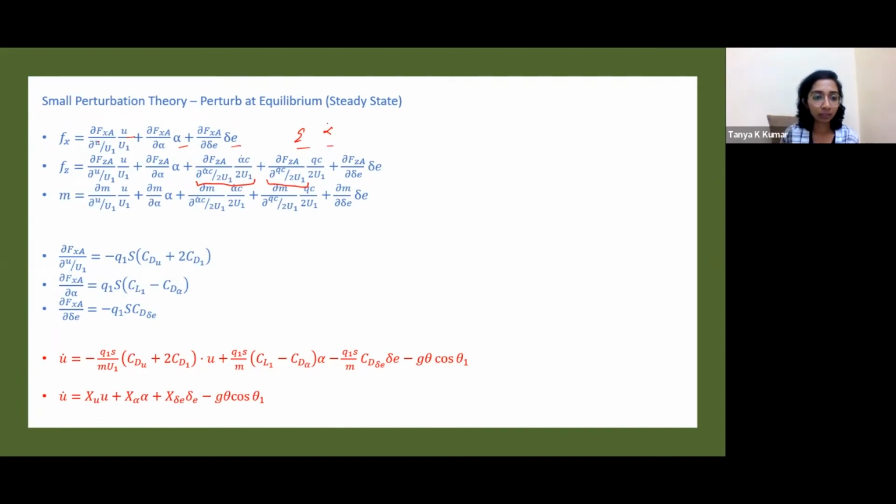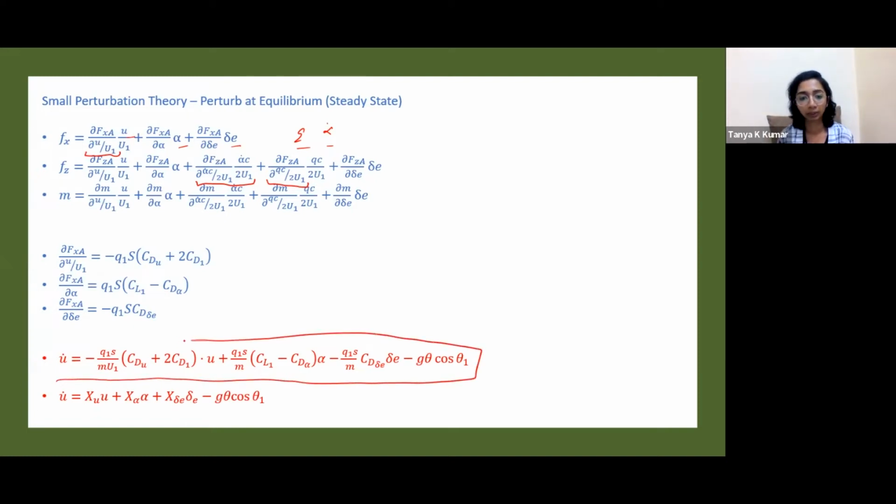So the first derivative in the first equation is ∂Fx_A/∂u. Similarly, the other three derivatives we have derived. Substitution of these three derivatives in the first equation gives you this equation.